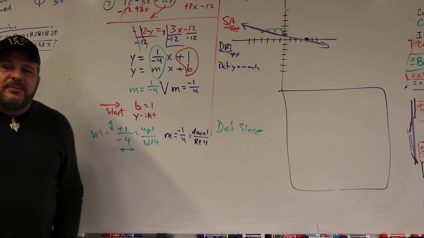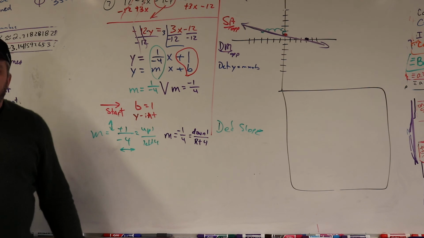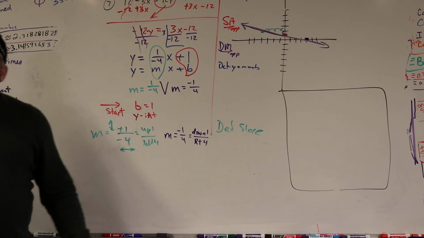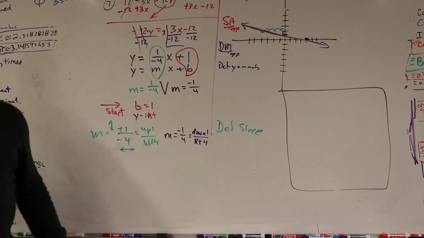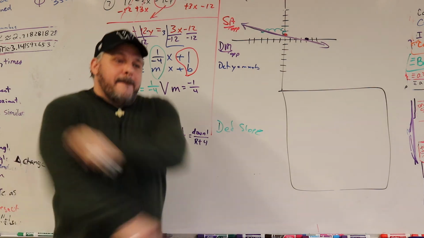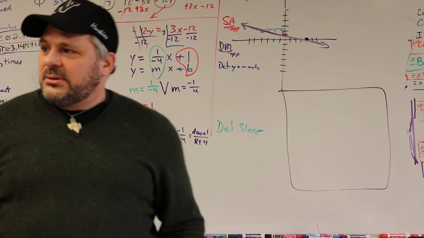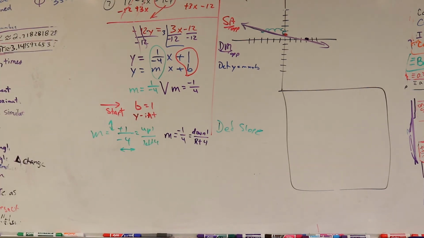I got it in the form of y equals mx plus b. I used the slope and y-intercept formula or definition to find the starting point, which is the y-intercept. And from the y-intercept, I was able to graph it using the slope. Boom, done. That's your essay. And you pass. Okay? Questions? All right.